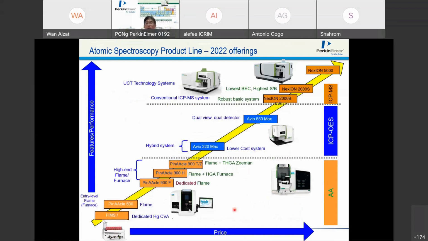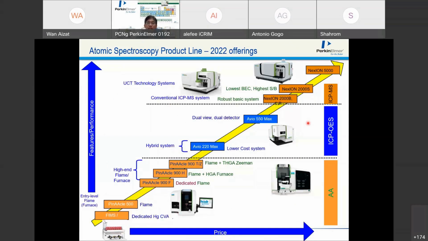From PerkinElmer, we got the full range of instruments like the mercury analyzer, flame AAS. Flame also got many models, flame and graphite, or integrated with hydride. ICP also got different models. ICP-MS also got different models.